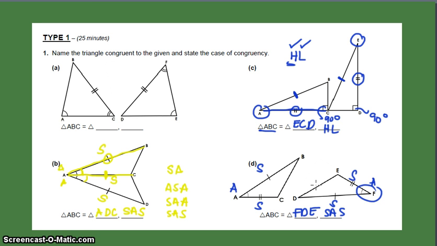Okay, so that's it. I hope you understand how to identify triangles that are congruent, how to name the triangle congruent to the given, and how to state the case of congruency. That's all.